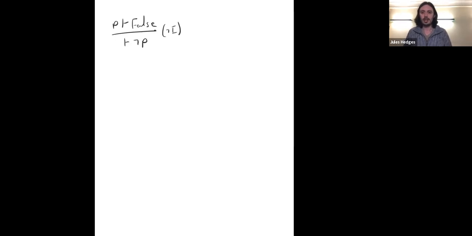Now for the elimination rule for not, what can I do with the knowledge that not P? Well, if I know that not P and I also have a proof of P, then that's a contradiction. So I can put them together to get a proof of false. So if I know not P and I know P, then I know false. This is not elimination.